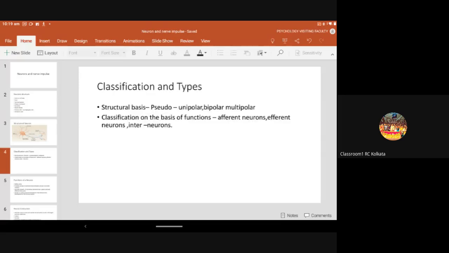And these are the classifications and types of neurons. On the basis of structure and function, these can be classified into three parts, that is the unipolar, the bipolar and multipolar on the structural basis, and on the functional basis it is classified into the afferent neuron, the efferent neurons and the interneurons.